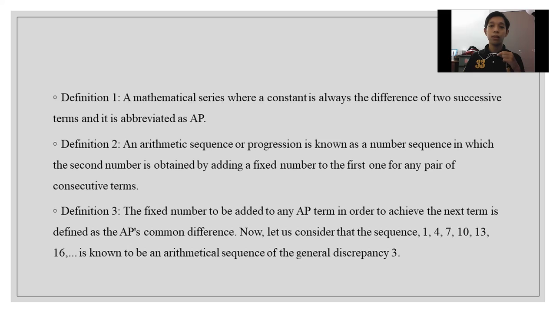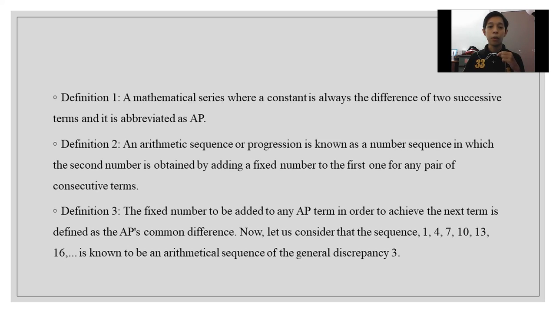Now let's consider the sequence 1, 4, 7, 10, 13, 16, and so on, which is known to be an arithmetic sequence with a common difference of 3. Notation in arithmetic progression: we will come across three main terms, which are the common difference, D, the nth term, an, and the sum of the first n terms, Sn. The arithmetic progression property is expressed by all three terms.